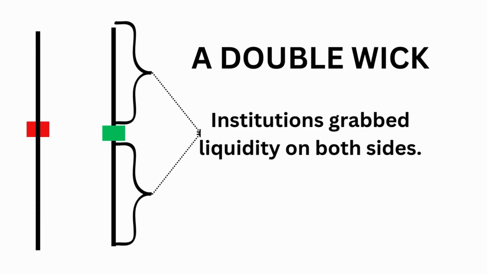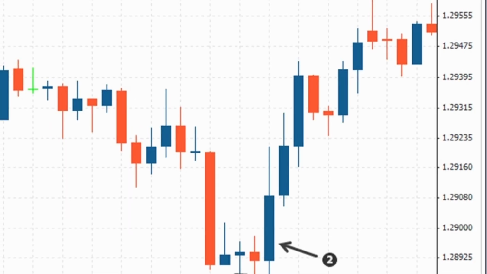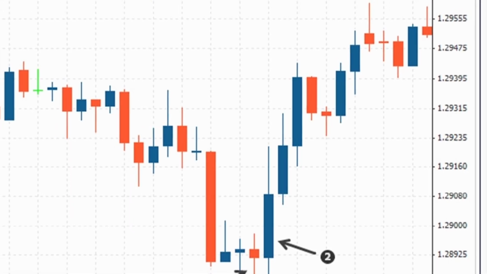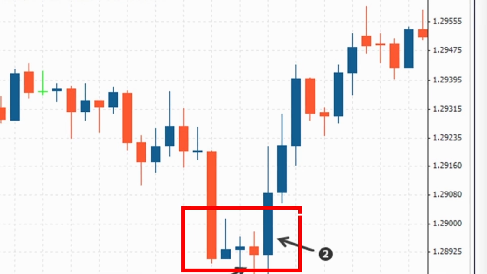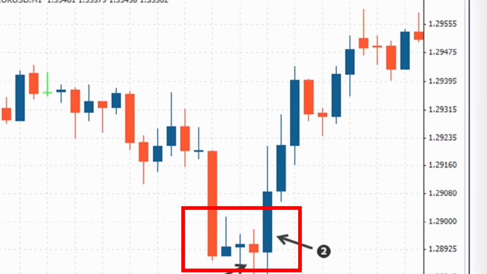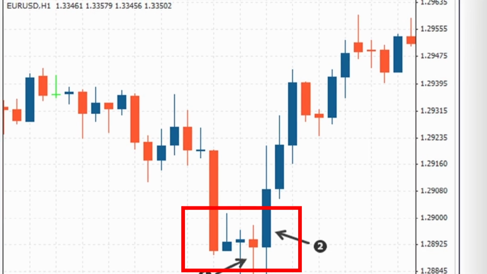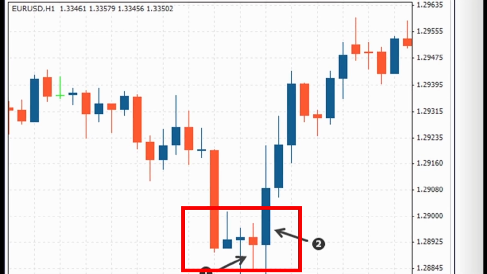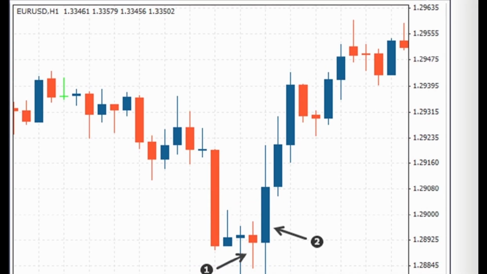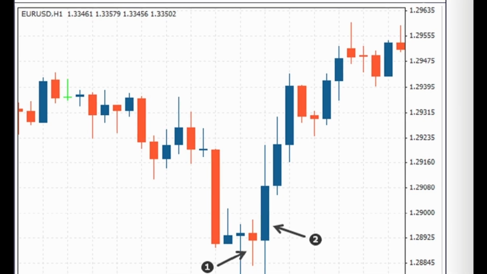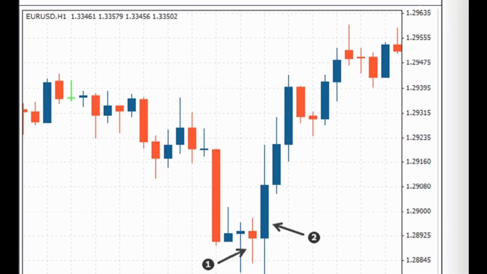What comes next is usually explosive because once all that liquidity has been collected from both directions, institutions have everything they need to commit to one side. The next candle, or the next few candles, will reveal which way they chose. So when you see a double wick candle forming at a key level, don't ignore it. Don't trade it immediately either. Wait, watch the next candle. That's your directional confirmation, and it often launches the biggest moves on the chart.